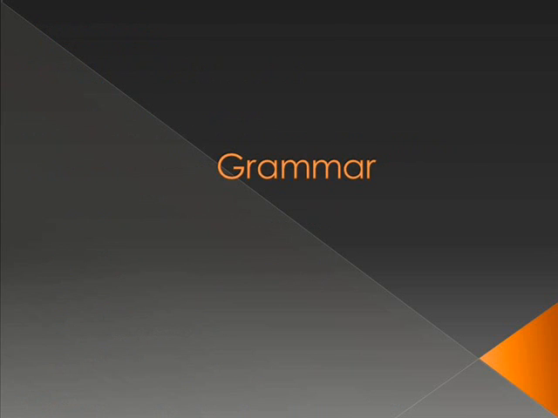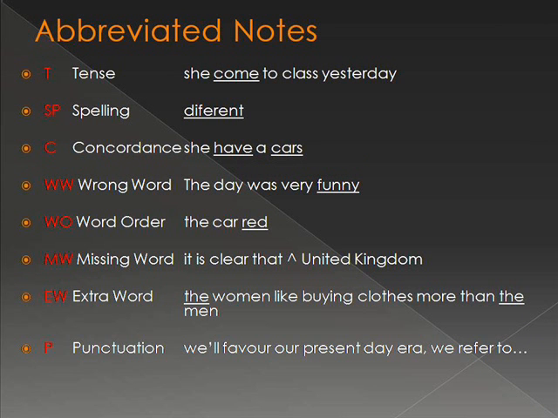As for grammar, these are some of the mistakes you could have that you should try to improve step by step. For example, tense, she came to class yesterday should be she came to class yesterday. Spelling, different should be spelled with double F. Concordance, it should be she has a car. Wrong word, the day was very funny, funny means a different thing. Word order, adjectives in English go before the noun, therefore it should be the red car.